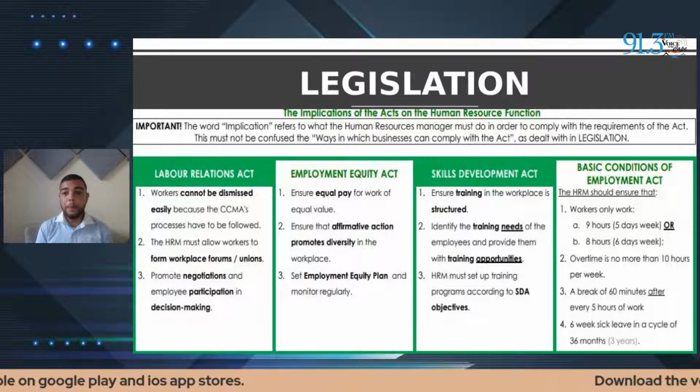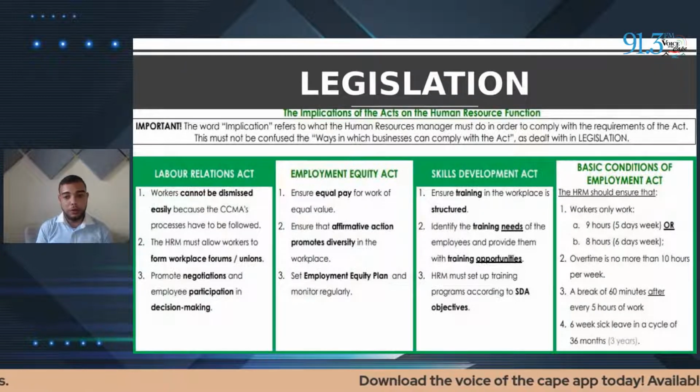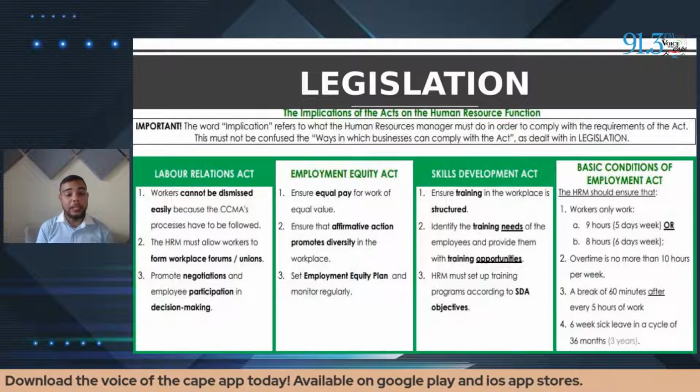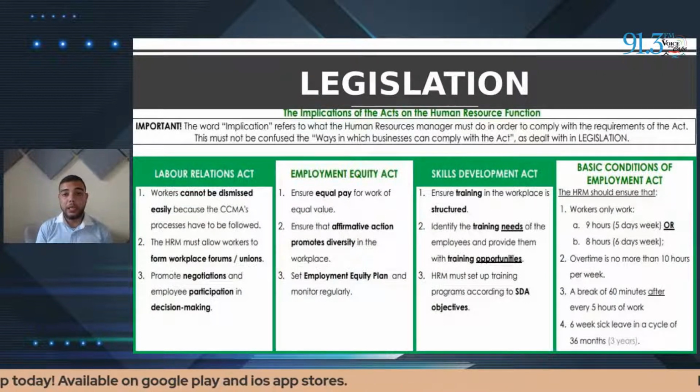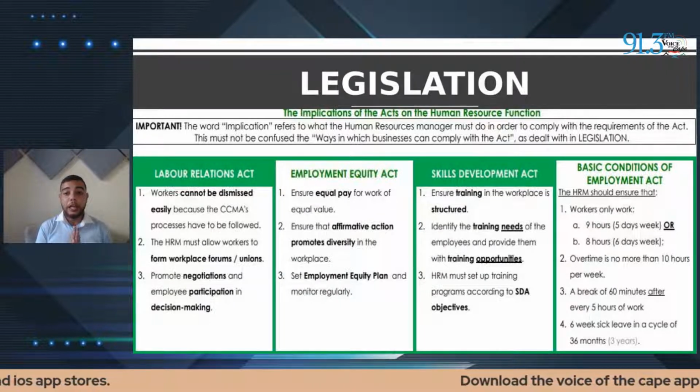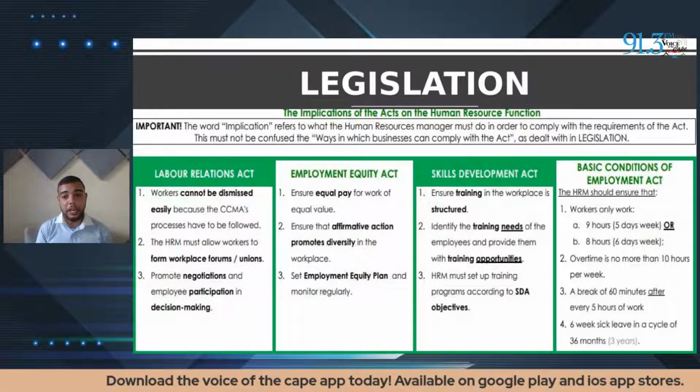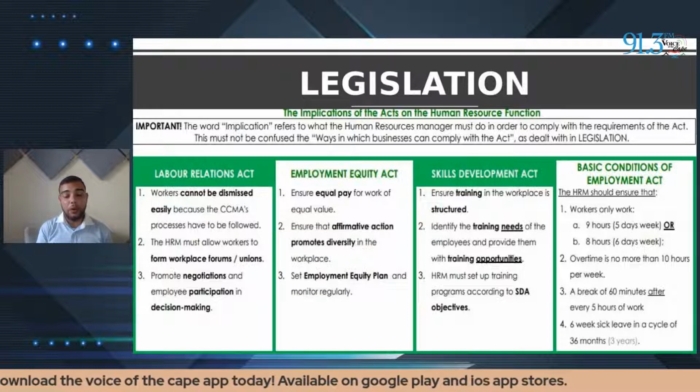Basic Conditions of Employment Act. Very important, you need to know this. Workers only work 9 hours for a 5-day week or 8 hours for a 6-day week. What does that mean? If you're working a job from Monday to Friday, the most amount of hours you can work is 9 hours. And for a 6-day week, Monday to Saturday, you can only work 8 hours and not more.